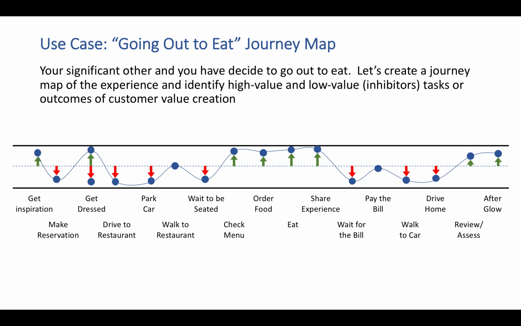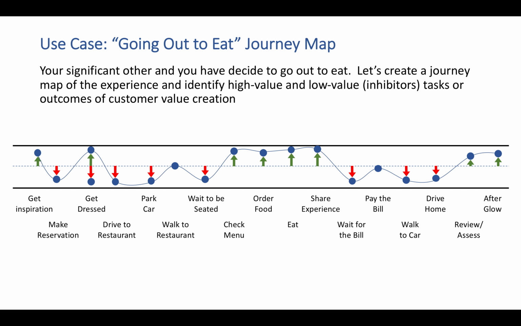Making the reservation can be a hassle. Having to drive to the restaurant and park and then walk to the restaurant can be a hassle. Having to wait to pay the bill and driving back home. So there are activities here, represented by the green arrows, that are of high value, that the customer highly values those aspects or outcomes of the journey. And then there are the things in red that are the inhibitors of value creation.